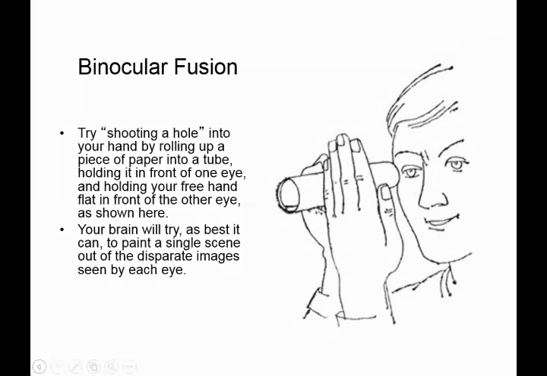Are we just seeing one eye? No. Both eyes open. The experiment is called shooting a hole, because it demonstrates that the cortex is doing the best with the available information. This is obviously not a situation that your cortex usually finds itself in. But what you should see.